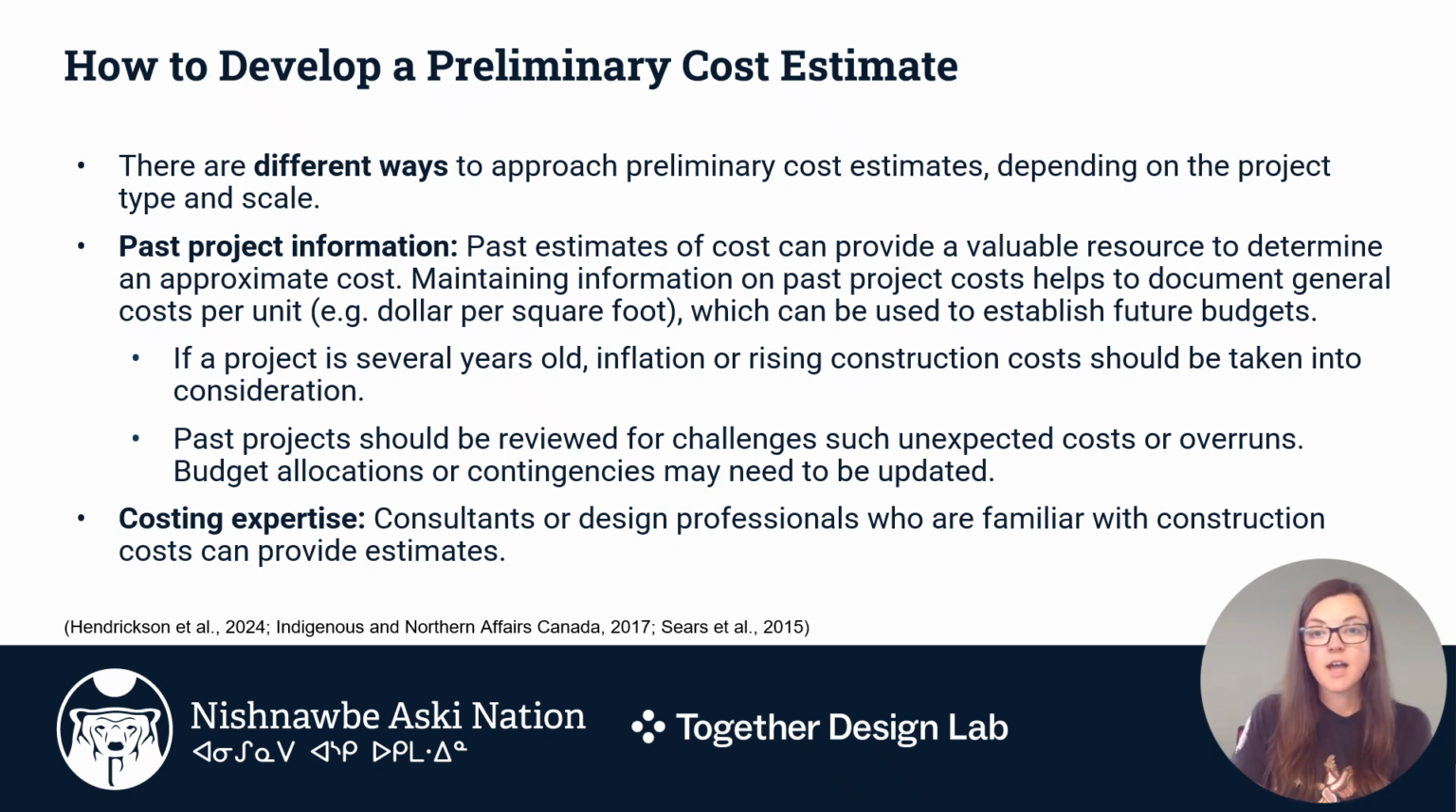Let's take a look at one example. When we say maintaining information on past project cost helps to document general cost per unit, if we look at a house that is approximately 1,600 square feet and costs a total of $450,000 to build, we are looking at an approximate cost of $282 per square foot.